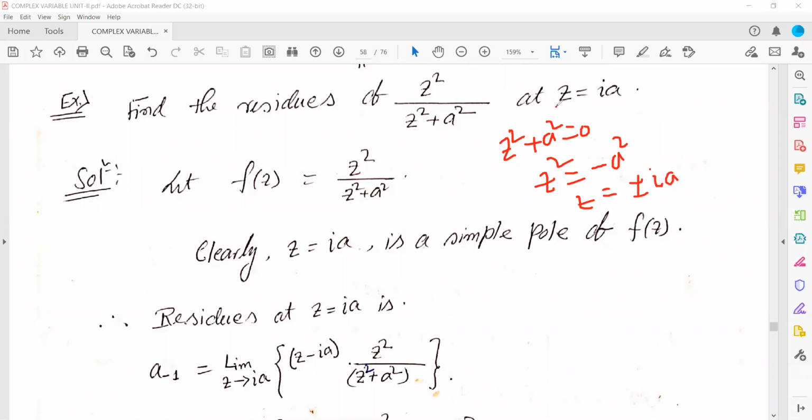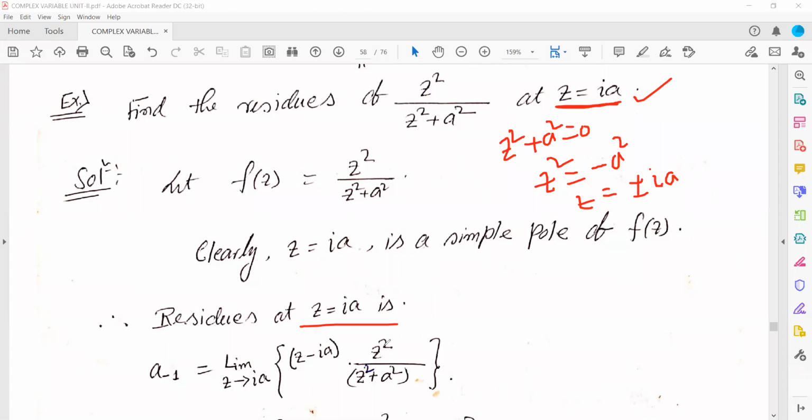So here it is already mentioned that you need to find the residue at this point. So here you don't need to find the pole, because the point is already given. And what is the order? Because z equals simply ia, its order is 1. So at z equal to ia, that is a simple pole. So you calculate the residue at z equal to ia as the limit, z tends to ia, of z minus ia times f(z).